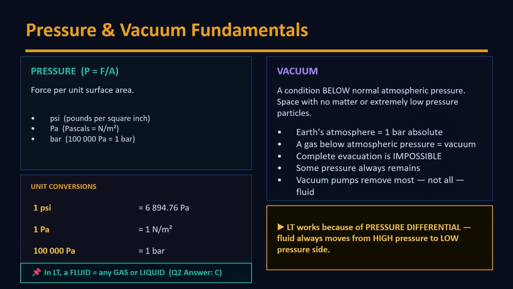Now let's understand where pressure comes from. At the microscopic level, atoms and molecules are constantly moving. They collide with each other. They collide with surfaces, and these countless collisions generate force. The total force acting on a surface creates pressure.